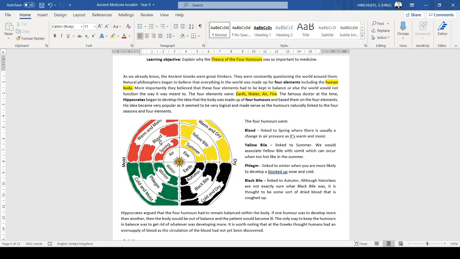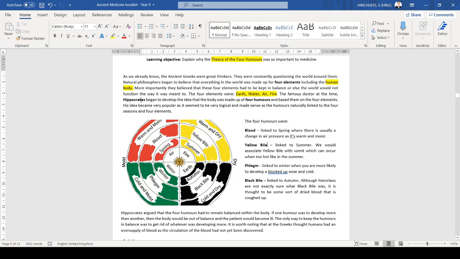They also, though, believed that blood was connected to the season of spring. It's quite warm, it's quite moist in spring, the air pressure changes, nosebleeds are common when air pressure changes, linking generally to what spring is like. So they started this idea that blood is based on the season of spring, which is linked to air, and the conditions are warm and moist.